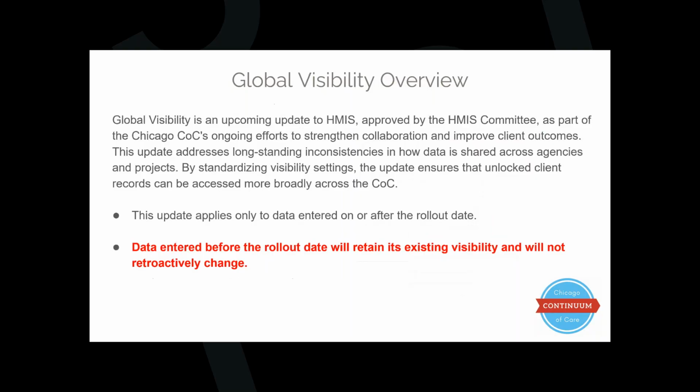So we're going to get into the global visibility piece. Global visibility is an upcoming update to HMIS, approved by the HMIS committee as part of the Chicago CoC's ongoing efforts to strengthen collaboration and improve client outcomes. This update addresses longstanding inconsistencies in how data is shared across agencies and projects. By standardizing visibility settings, the update ensures that unlocked clients' records can be accessed more broadly across the CoC.